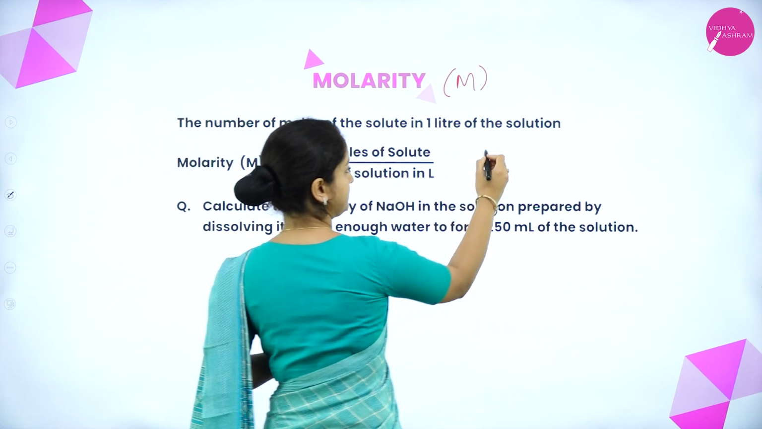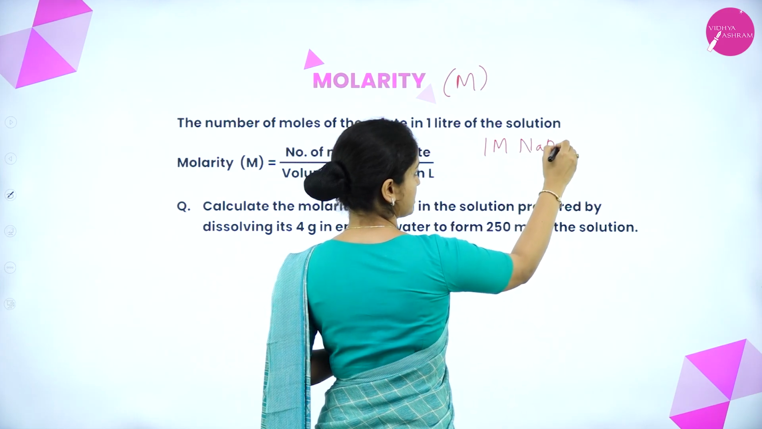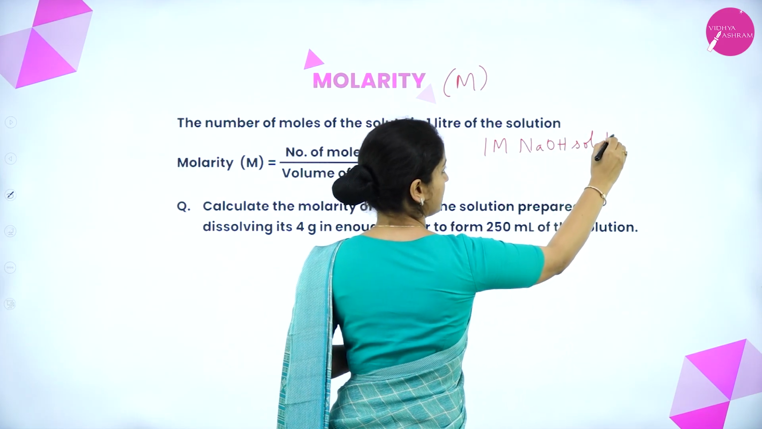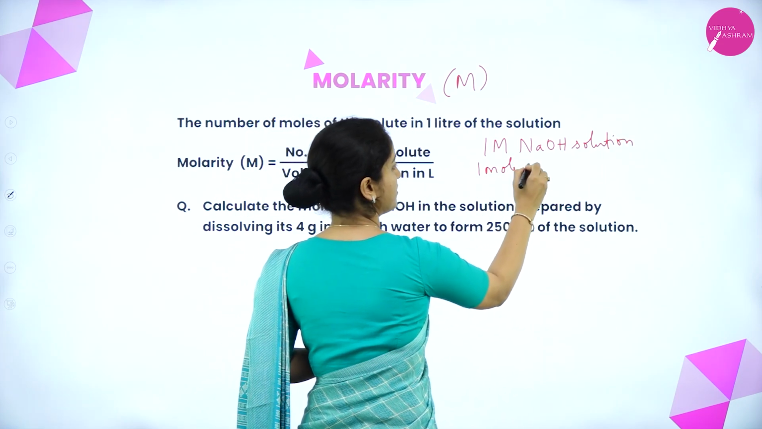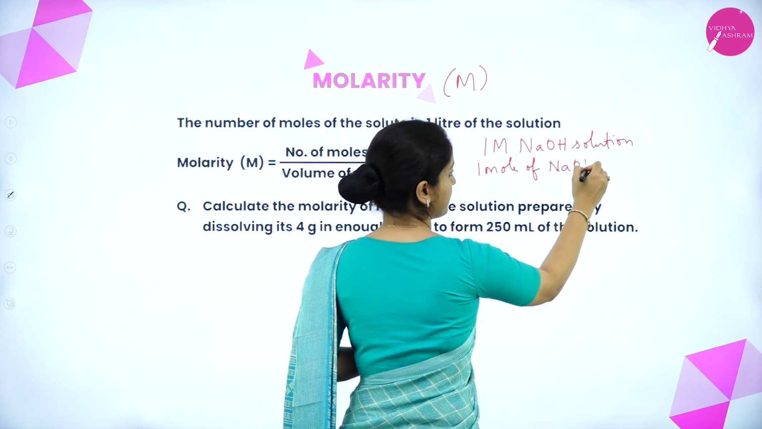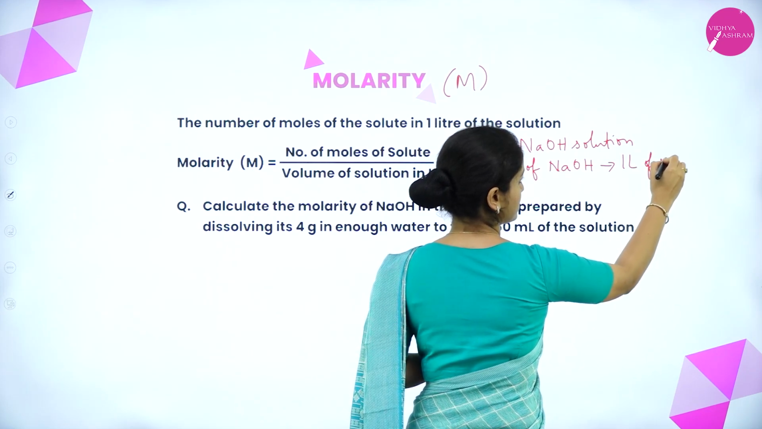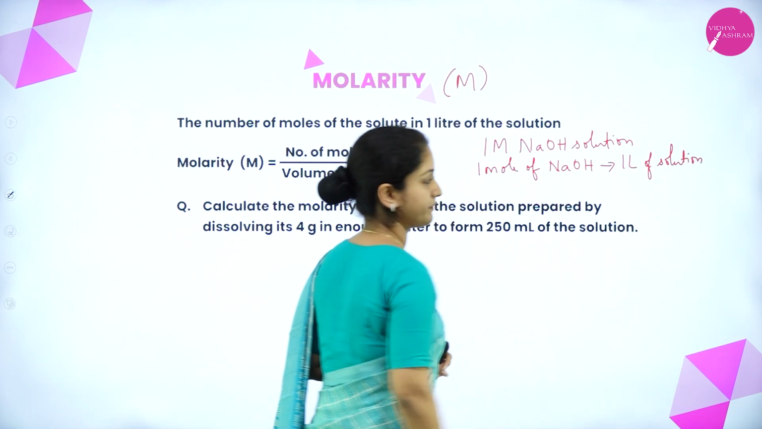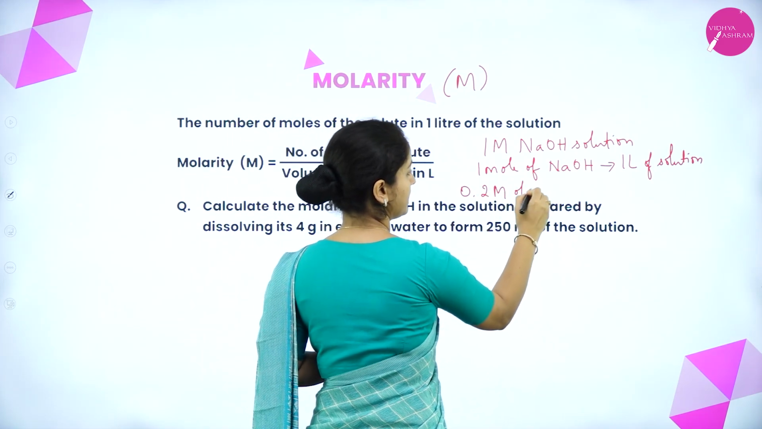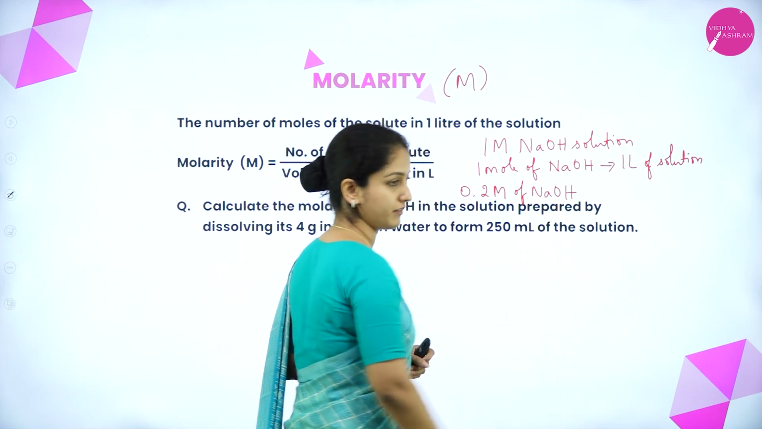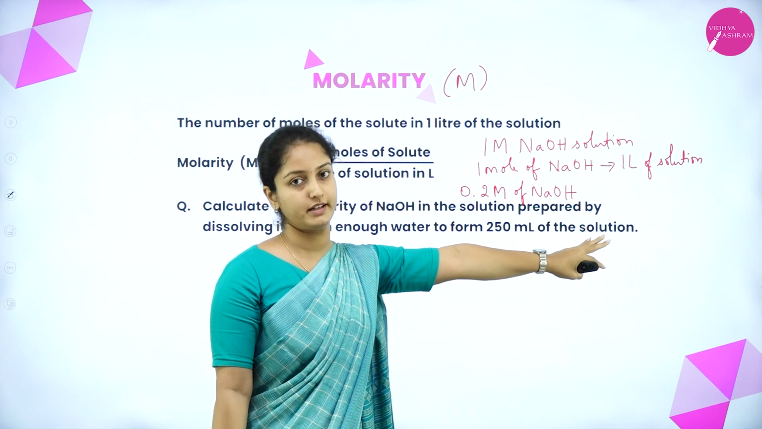For example, 1 molar NaOH solution represents that 1 mole of sodium hydroxide is present in 1 liter of a solution. Suppose 0.2 molar NaOH solution is given, that is 0.2 mole of NaOH is present in 1 liter of a solution.